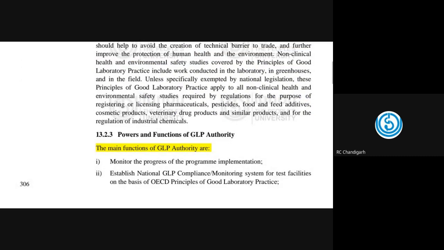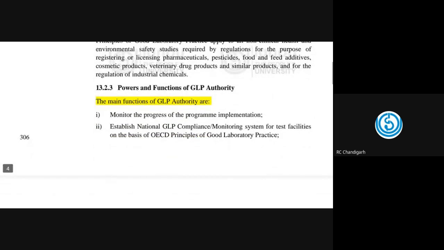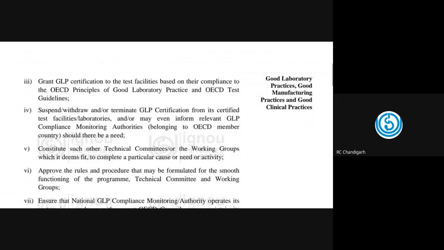Powers and functions of GLP Authority. The main functions of GLP Authority are: monitor the progress of program implementation; establish a national GLP compliance monitoring system for test facilities on the basis of OECD principles of good laboratory practices; grant GLP certification to the test facilities based on their compliance to the OECD principles of good laboratory practice and OECD test guidelines; suspend, withdraw, and/or terminate GLP certification from its certified test facilities and/or inform relevant GLP compliance monitoring authorities belonging to OECD members should there be a need.